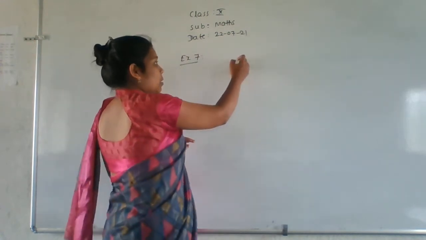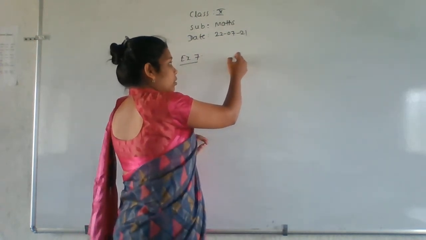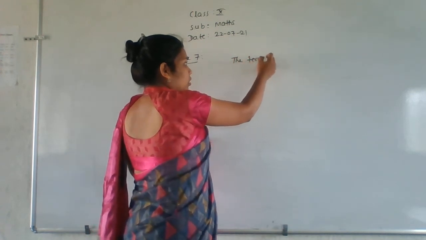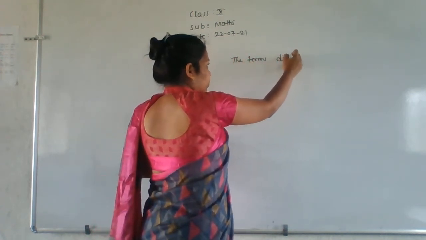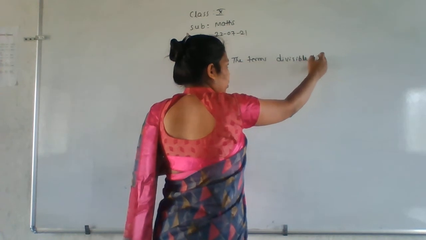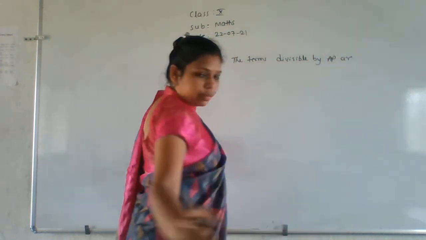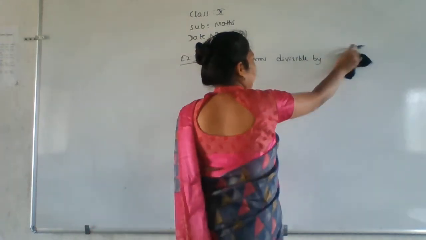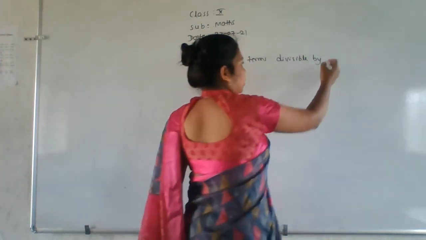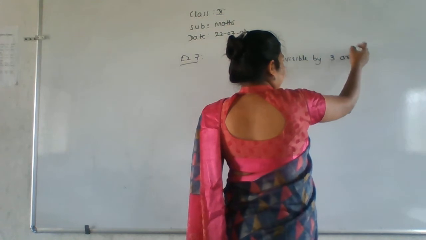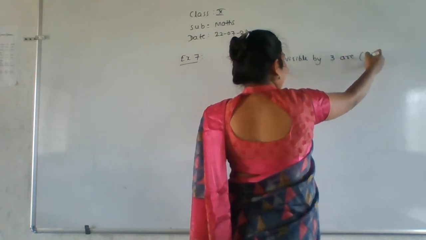So what are the terms here? The terms divisible by 3 that are 2 digits.